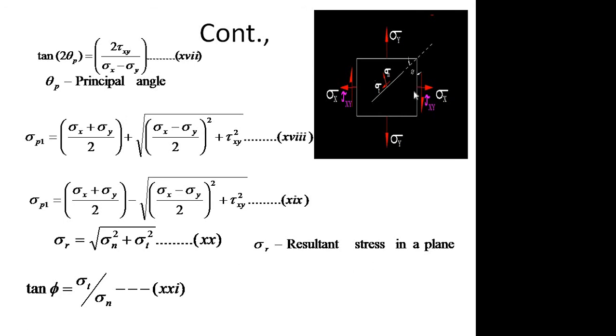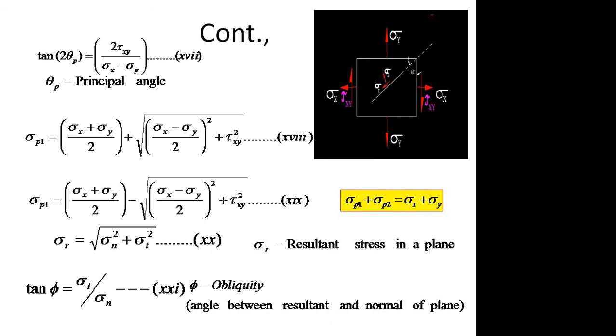From the normal to the plane, assume this is the normal to the plane, the resultant stress will be acting something like this. The angle from the normal we call the obliquity, or phi. That is the angle between the resultant and the normal of the plane.